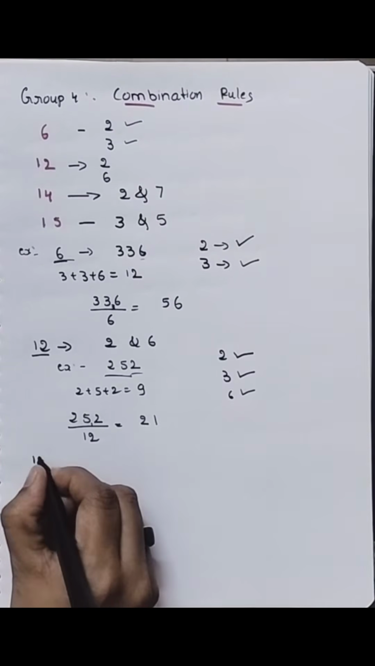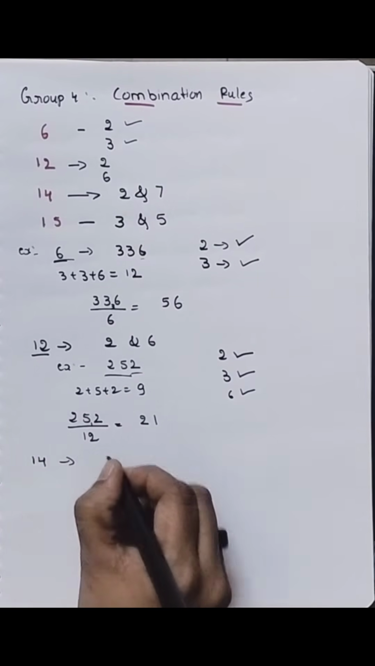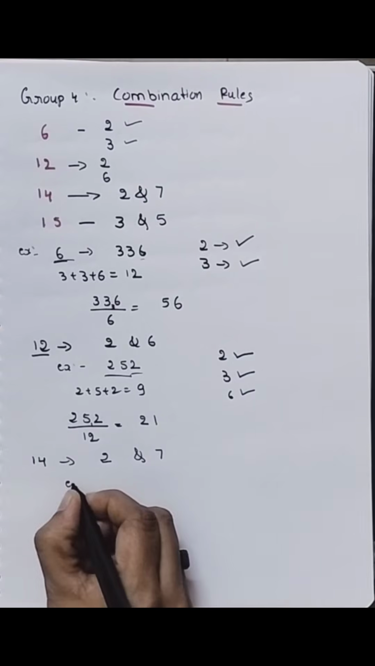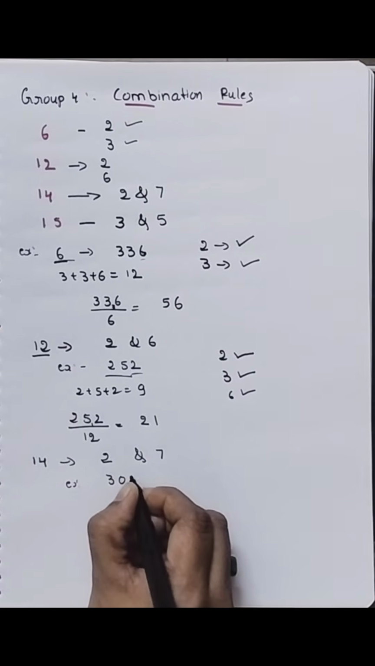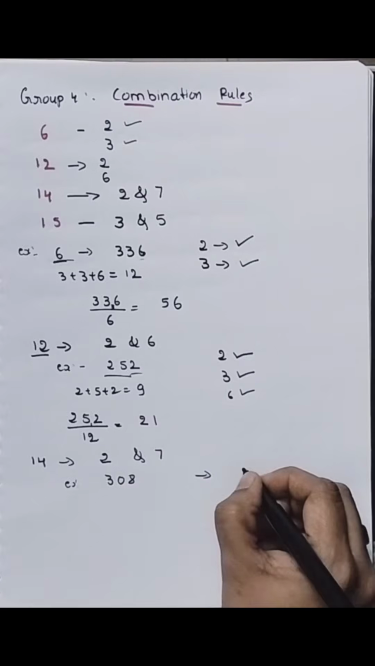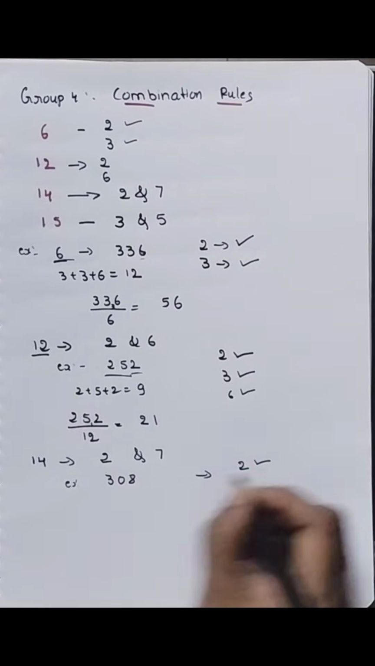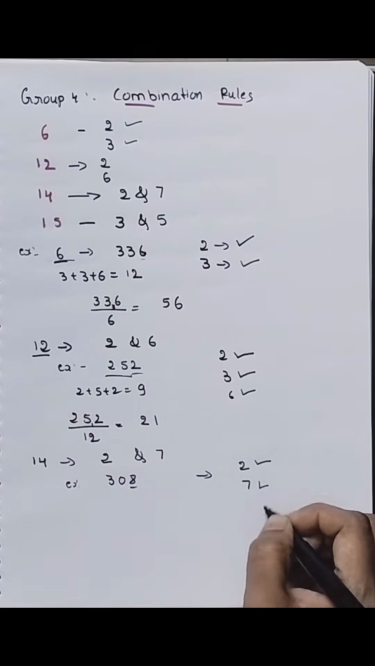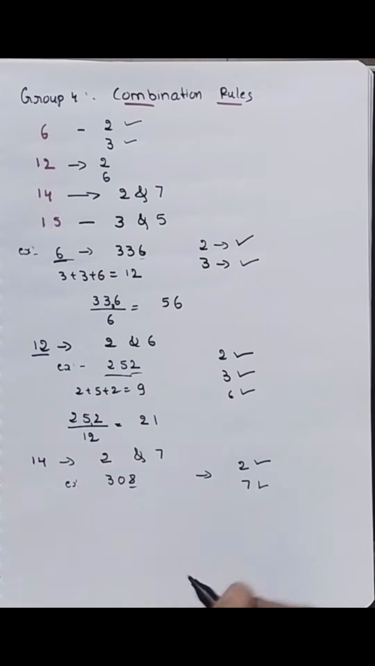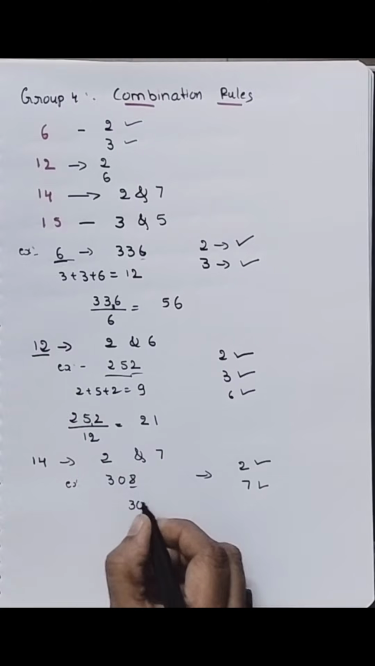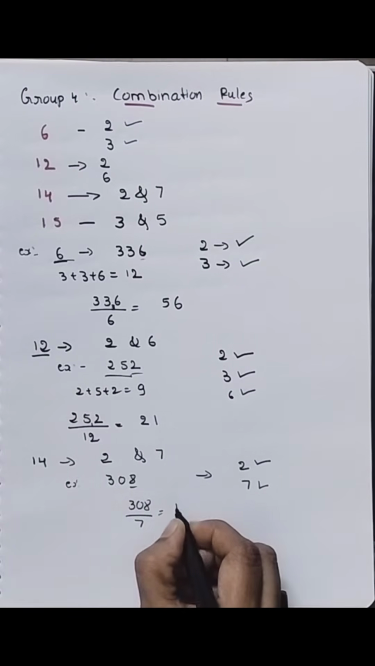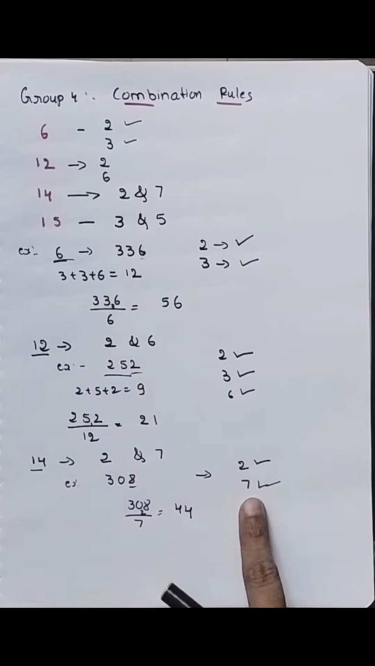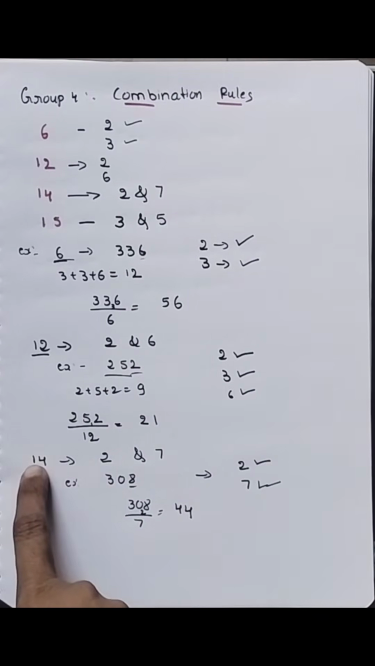Similarly, for 14, the number should be divisible by 2 as well as 7. The example for that is 308. It goes with 2 as it is an even number, and the divisibility rule for 7 we will learn in group 5. But if you check 308 by 7, 7 fours are 28, 2 carry, 7 forties. Since it passes the criteria for 2 and 7, this number is divisible by 14.